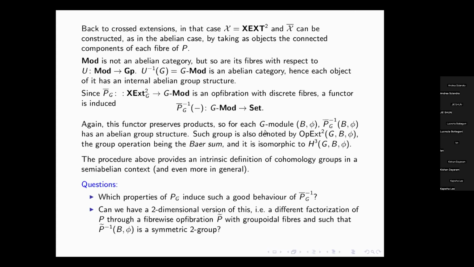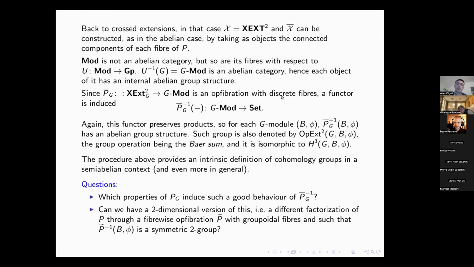That is, a different factorization through another fiberwise opfibration we call P tilde, with groupoidal fibers, and such that the fibers of these are symmetric categorical groups. The idea is that, in fact, these cohomology groups are a shadow of a higher dimensional structure, of cohomology 2-groups. So we wanted to take care of all of this. Yes, a bit more ambitious, but in the end, we got something.